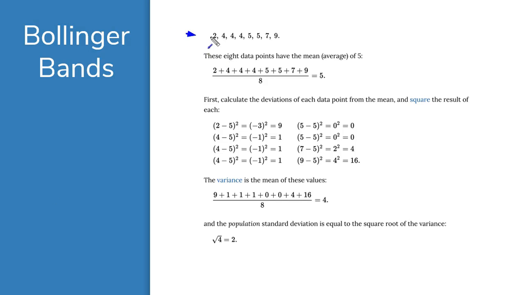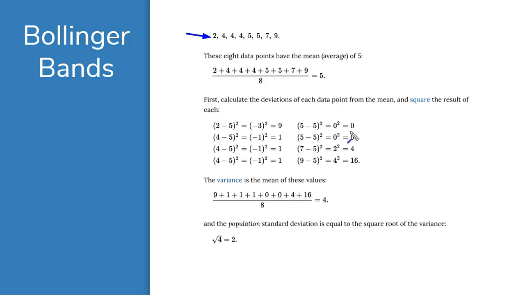Here we have a data set. That could be price numbers of a stock: 2, 4, 4, 4, 5, 5, 7, 9. All right. Now, if we calculate an average here, I think most of you know how to do that. We add all of the numbers together. We divide it by the number of observations, and this is 8 because we have 8 numbers, and that makes our average 5. All right, so far so good.